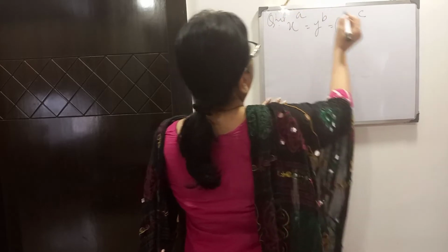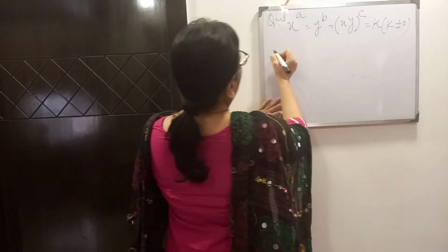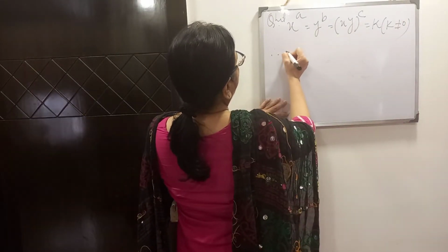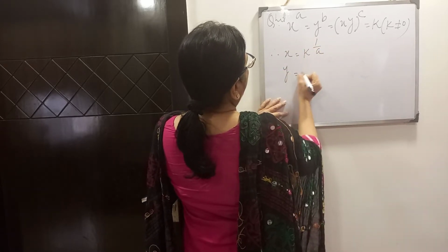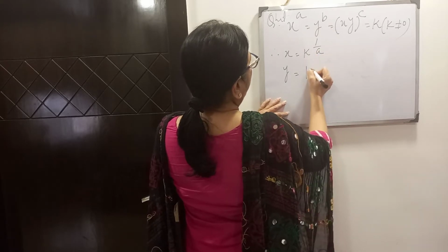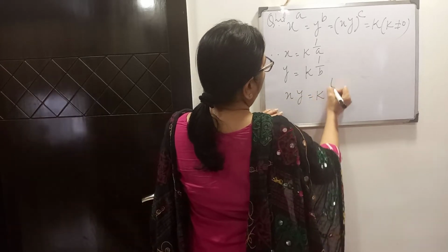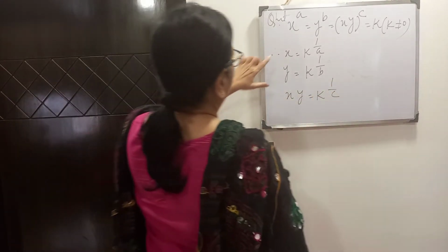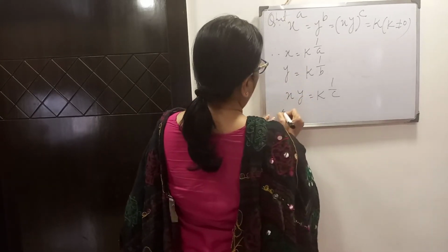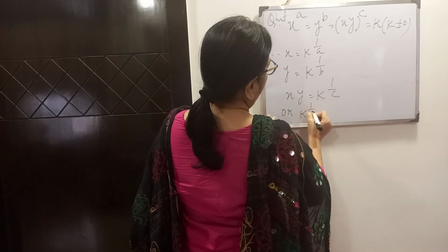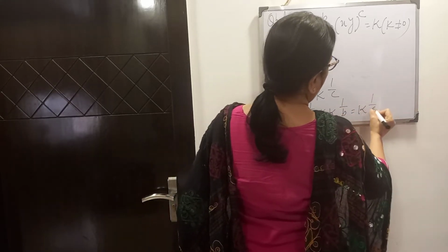From here we start. Let this equal k, where k is not equal to 0. So x to the power a equals k, that means x equals k to the power 1 by a. Then same way, y is k to the power 1 by b, and xy is k to the power 1 by c. Now you see, we know x in terms of k, we know y in terms of k, so here we will put k to the power 1 by a into k to the power 1 by b equals k to the power 1 by c.